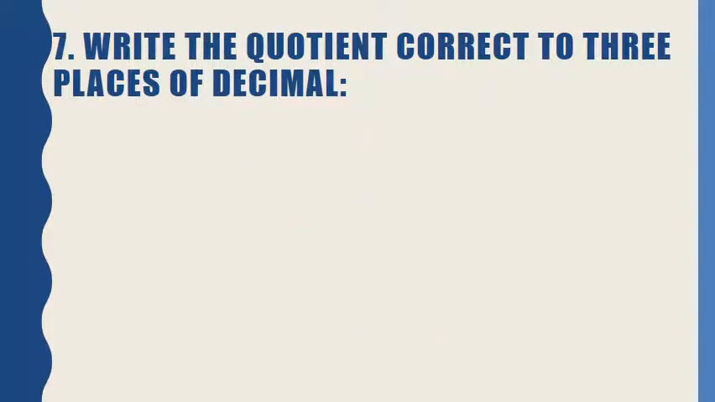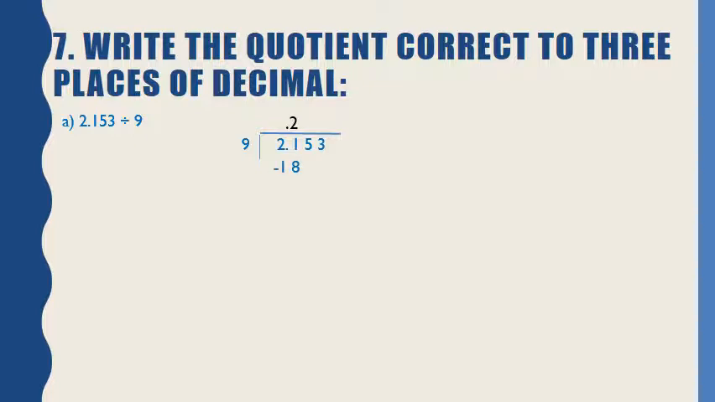Let's move to the seventh question. Write the quotient correct to 3 places of decimal. Again we will do the A part of question number 7. 2.153 divided by 9. Children, as you know that we cannot divide 2 by 9 because 2 is smaller than 9. So what we are going to do, we will put a decimal point in the quotient, and then we will straight away divide 21 by 9.